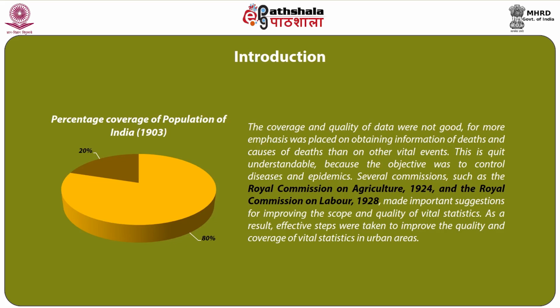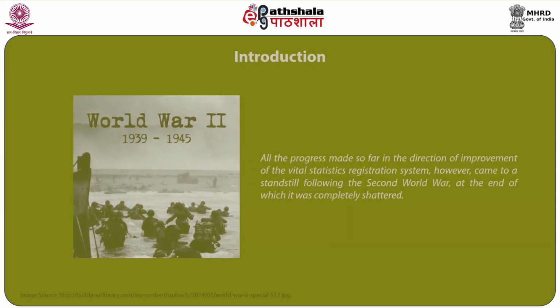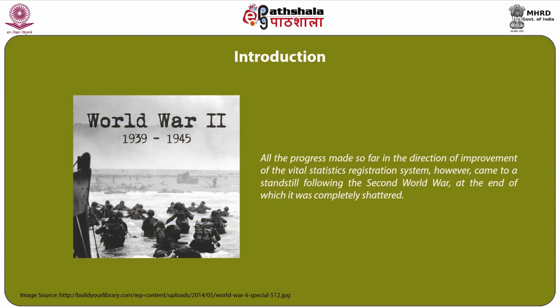Several commissions, such as the Royal Commission on Agriculture 1924 and the Royal Commission on Labour 1928, have made important suggestions for improving the scope and quality of vital statistics in the country. As a result, effective steps were taken to improve the quality and coverage of vital statistics in urban areas. All the progress made so far in the direction of improvement of the vital statistics registration system, however, came to a standstill following the Second World War, at the end of which it was completely shattered.